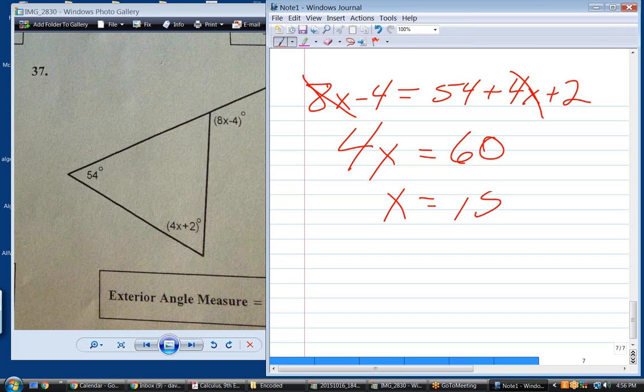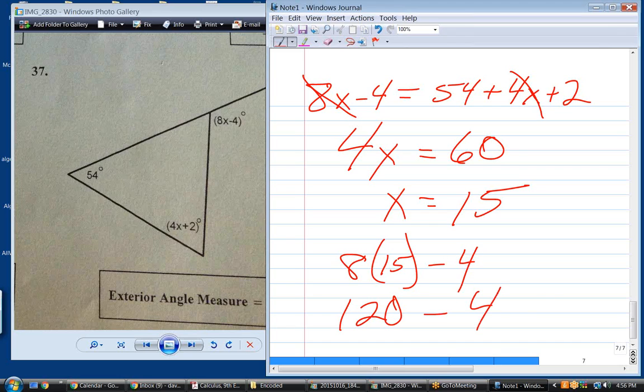So x equals 15. And the exterior angle measurement is, you would take 8 times 15 minus 4 equals 116. And it's always a good idea to look at that and approximate it. Are we in the ballpark? If we'd have come up with an answer like 82, we'd have known we were wrong, because we can tell that that is an obtuse angle.